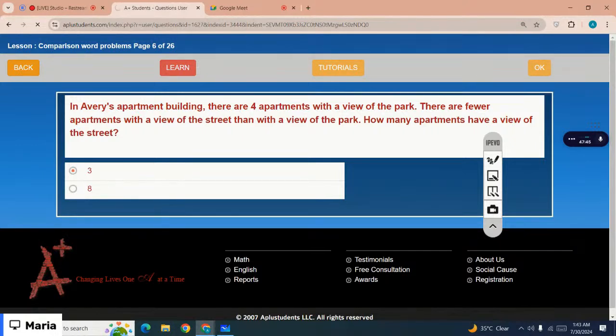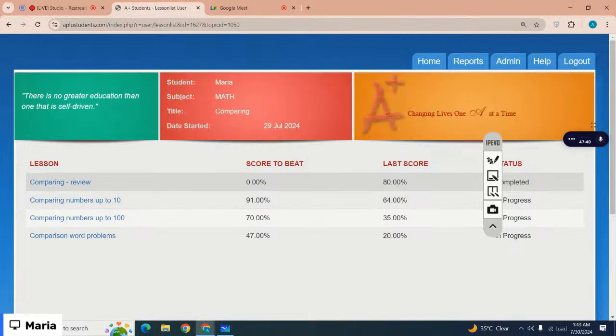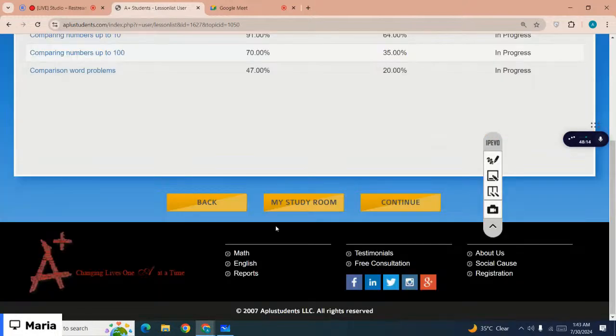So we were working on grade 1 math. The chapter we were working on is comparing, and the lessons we have covered today are comparing review, comparing numbers up to 10, comparing numbers up to 100, and comparison word problems, right? So please make sure before the next session you complete all the practice questions for the lessons we just did. That is your homework until the next session, right?